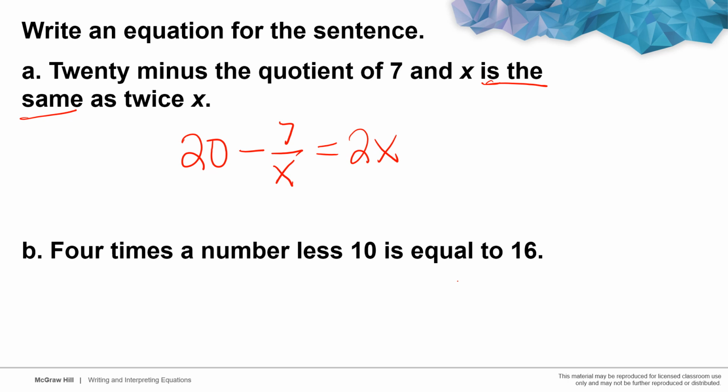All right, so part B says 4 times the number. So how would I write 4 times the number? The number is what we don't know. 4x. So 4x, 4 times some number that we don't know. Less 10, how would less 10 look like? Subtract 10, yep, minus 10. Is equal to, so what does that look like? Equal sign 16.